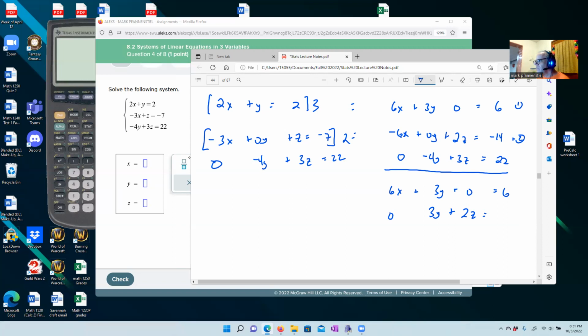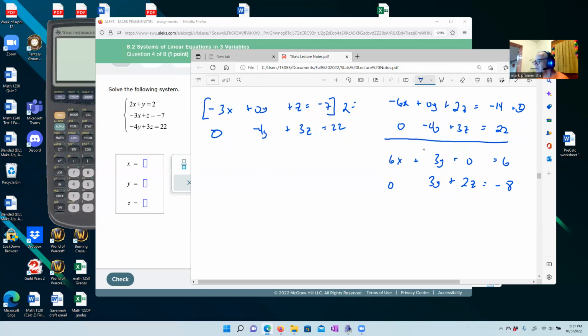Oh, no. 6, that was 0. 3 and 0 is 3. 0 and 2 is 2. 6 and negative 14, that sounds like it's negative 8 to me. So we're just going to add these together. And now I'm just going to write down my third equation down here. So we ended up with 0, we have a minus 4y plus 3z is equal to 22.